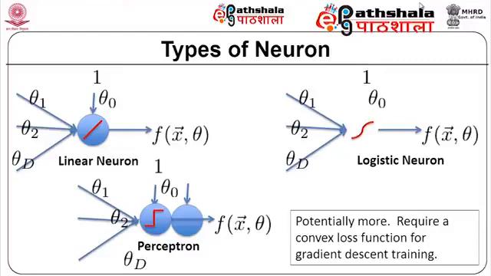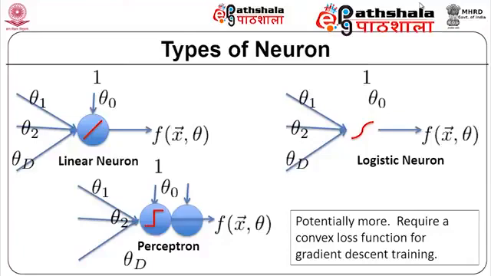Now, before we go further, there are different types of neurons. The first one is a linear neuron, where the function that you use is linear. Then you have a logistic neuron, where the function you use is logistic, and then you have a perceptron, where you use a step function.